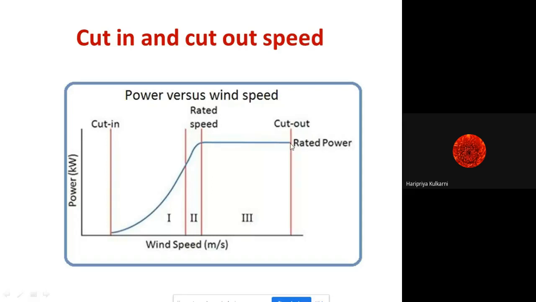This is the cutout. So cut-in and cut-out are the two important concepts. Cut-in means where your turbine will start generating power, and cut-out is where we have to stall the turbine, we have to purposely apply the brake. This is done automatically through the controller. At cutout we have to stop the turbine and stop generating power, otherwise there are chances of breakage of the turbine blades. Therefore purposely we stop it here. This is the cutout point.